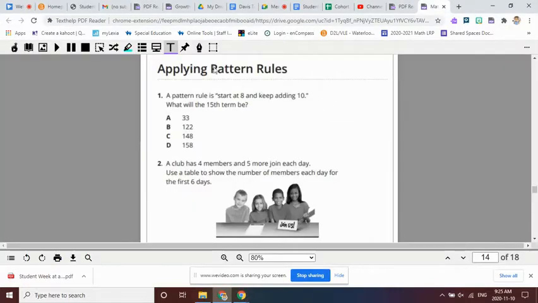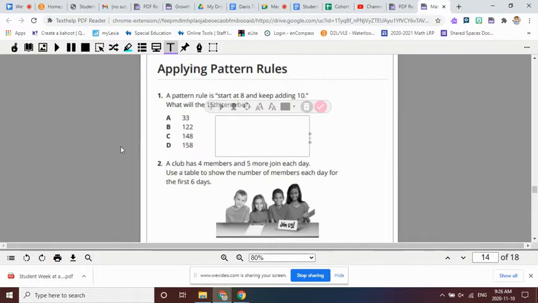Okay, so we are looking at this applying pattern rules page, and our first pattern says start at 8 and keep adding 10. What will the 15th term be? So if we use our typewriter right here, here's the strategy that I would do.